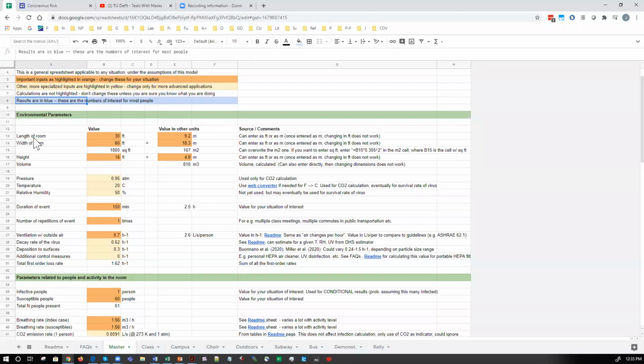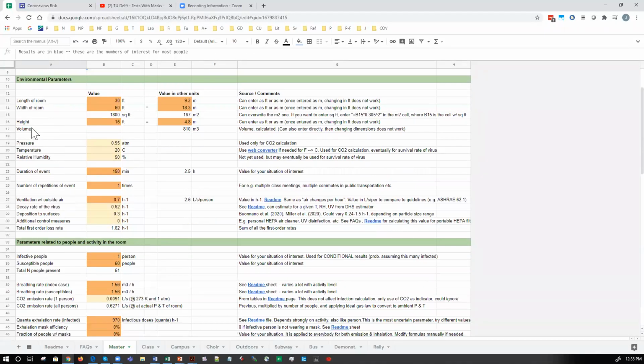Okay, so what do we need to know if we want to predict the chance of transmission in a classroom, or if we are analyzing an outbreak? We need to know the volume of the room. So you have this little calculator here, and at the end you need the volume in cubic meters. We also need to know the duration of the event and how many repetitions of the event. For example, if it's a class in a university and we are doing it 30 times during a semester, this would be 30. In this case, I'm actually simulating the choir case, so it will be one time.